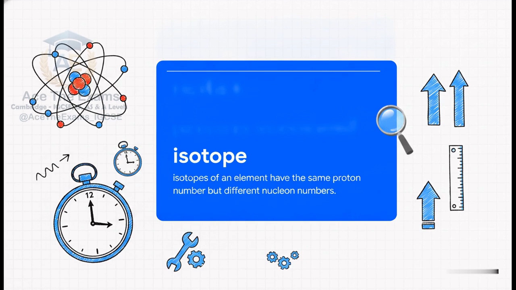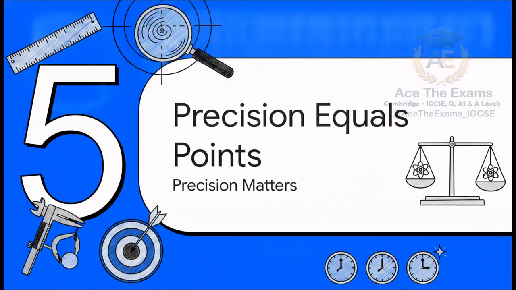Think about how you would define an isotope. A rushing student might just say it's the same atom, but with a different weight. But a master architect, they use the exact syllabus phrasing. Isotopes of an element have the same proton number, but different nucleon numbers. Using the precise terms proton number and nucleon number is essential here. Vague, everyday words like weight or size will actively destroy your mark potential. Exact vocabulary really matters.